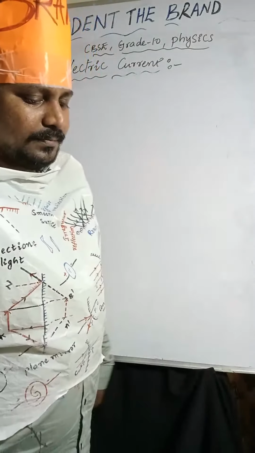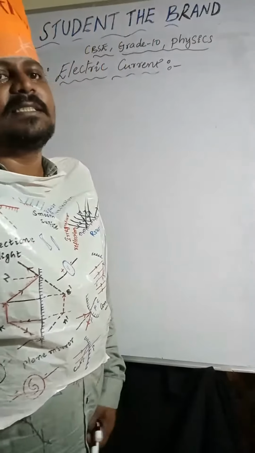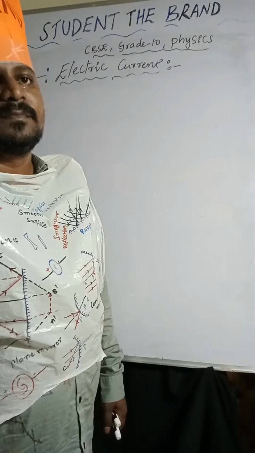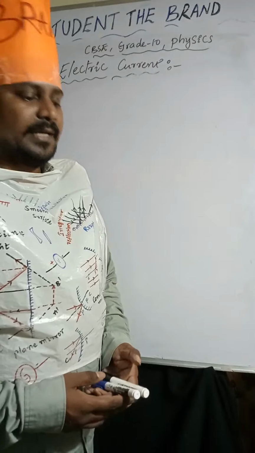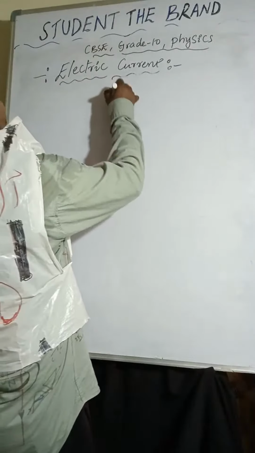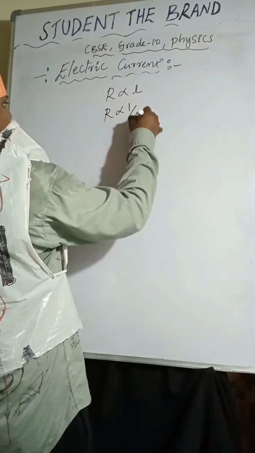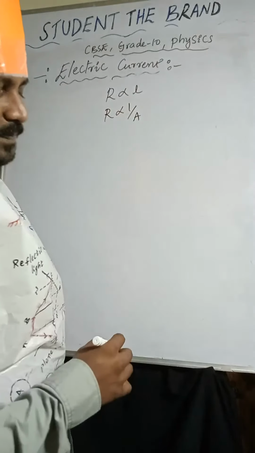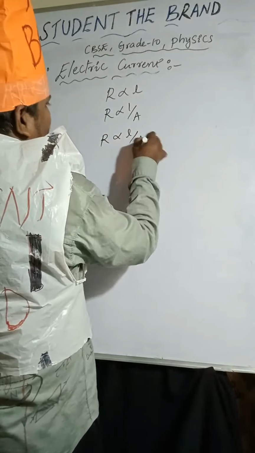Now we'll discuss resistance and resistivity. R is directly proportional to the length of the conductor. R is inversely proportional to the area of cross section. R is directly proportional to L by A.